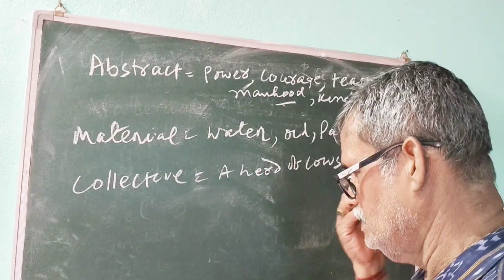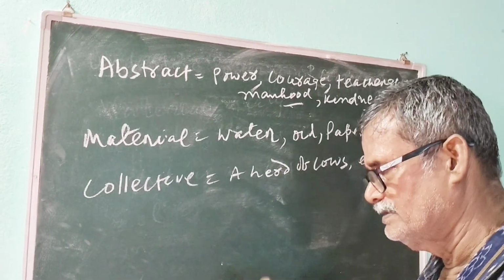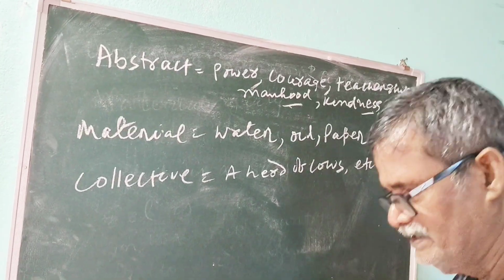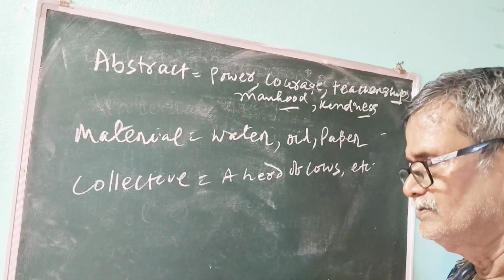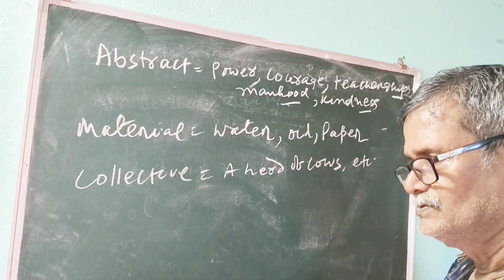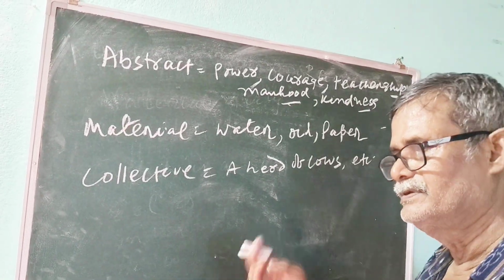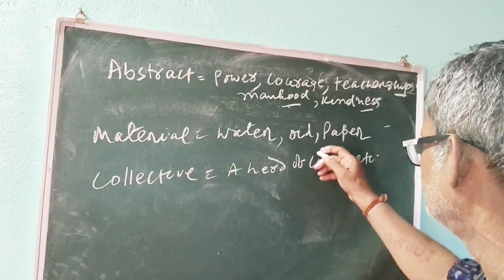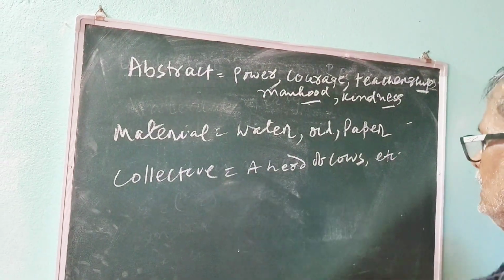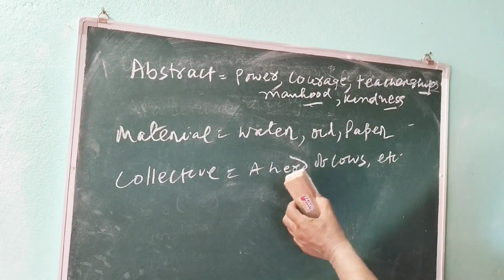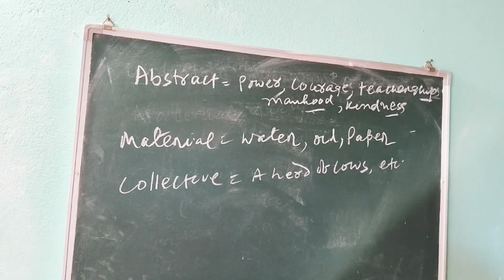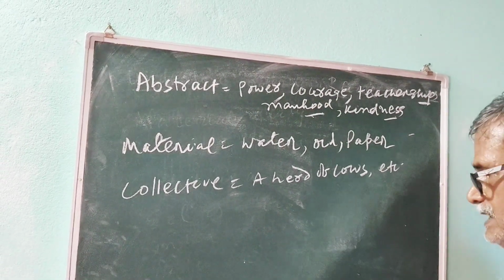Material noun, suppose a piece of paper, water. If I show you a drop of water and ask you what is this, you will call it water. And if I show you a bucket of water, that is also water. Water in the river is also called water. Similarly, a small piece of paper is paper, a large piece of paper is paper. Oil, paper, dust, etc. Collective nouns: a herd of cows, a gang of robbers, a model of clothes, like this. You write it down.